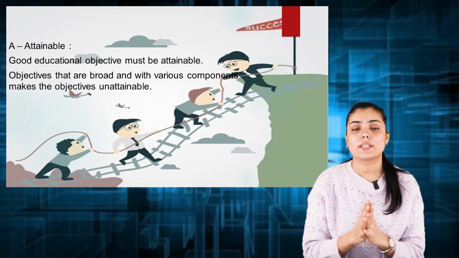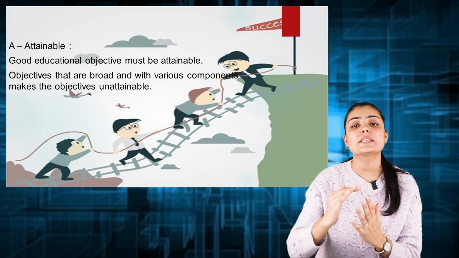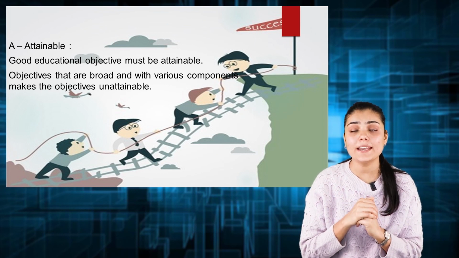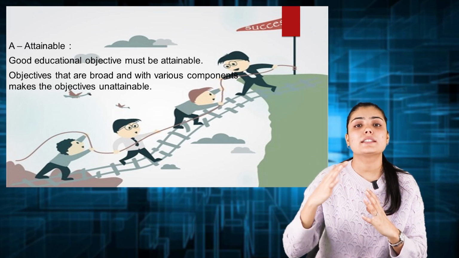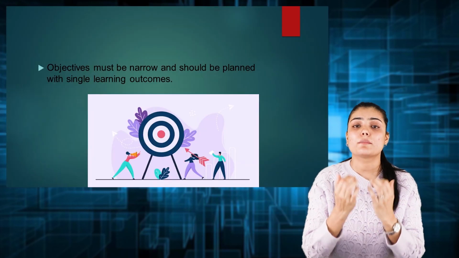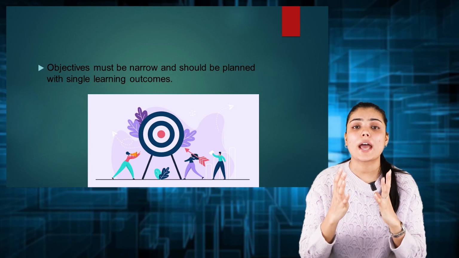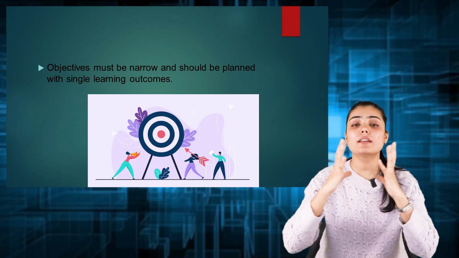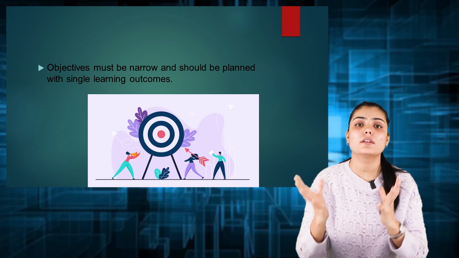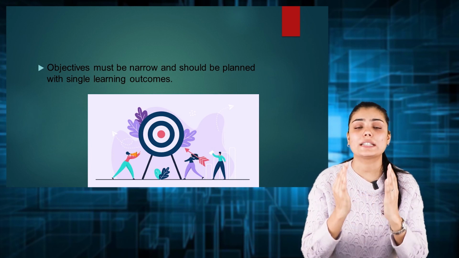The next one is A, which stands for attainable. From the term itself, we can understand the objective must be attainable. Unrealistic objectives must not be set in the educational program. If the objectives are very broad, it makes it difficult for the teachers as well as the student to attain the objective. So, objectives must be narrow and only related to a single learning procedure, or should only have a single learning outcome. If there are various components included and it is very broad, it becomes difficult for both the teacher as well as the learner to achieve those objectives. So whenever we formulate the objective, we have to make sure that it is attainable.